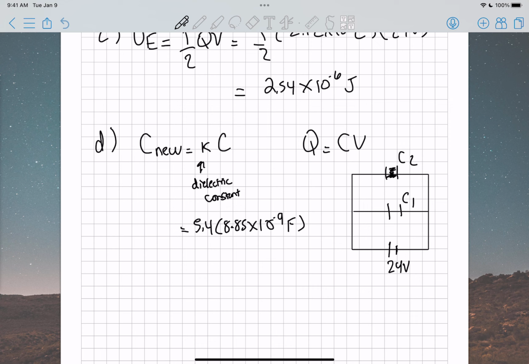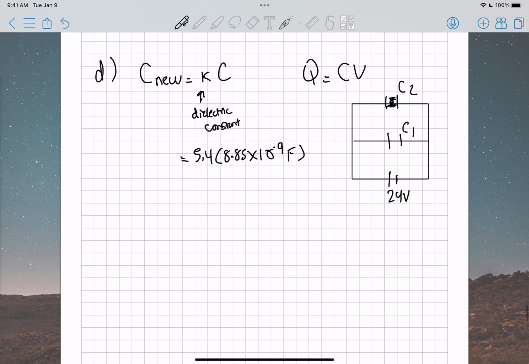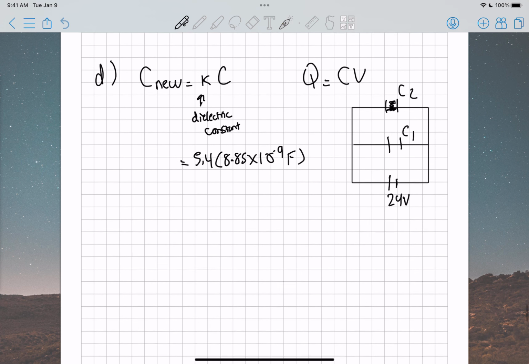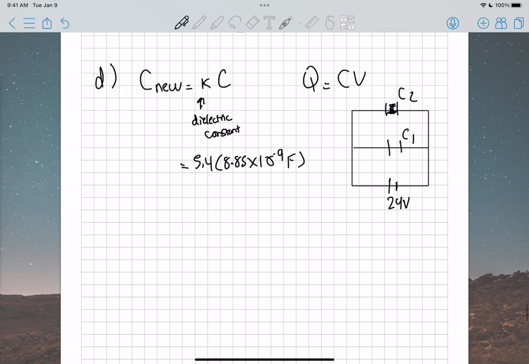Parallel, right? Because there's a branch point. If we follow the current from the battery, we go up here, we experience a branch point, where the current could be split into C1 or C2. So these branches would be in parallel. These are connected in parallel.